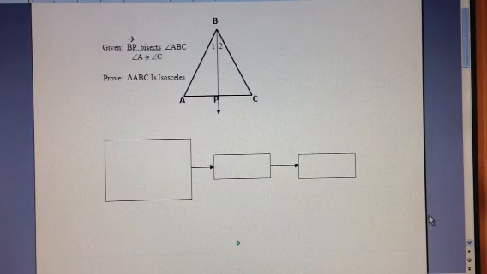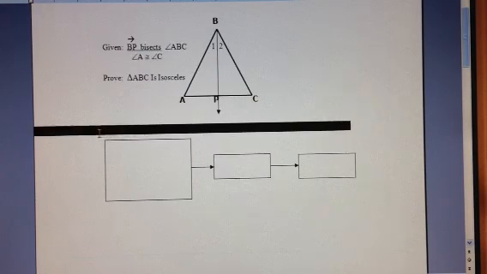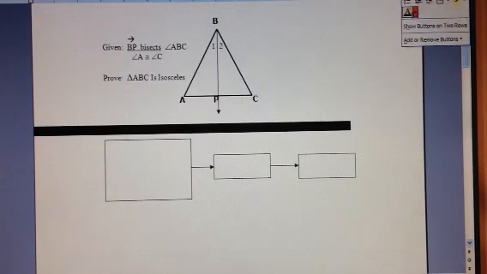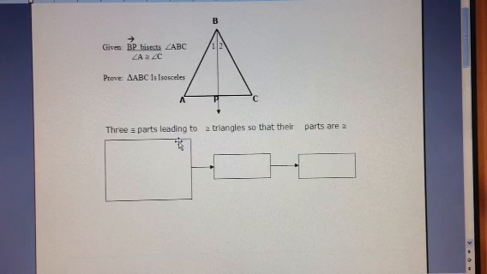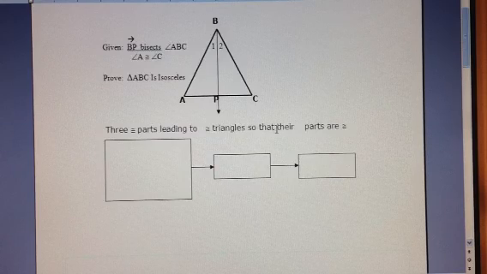This is the third and last example of using flowchart proof. Remember that in flowchart proof we have to realize that we need to get three parts of one triangle congruent that lead to the triangles being congruent, and then we can say that their corresponding parts are congruent.